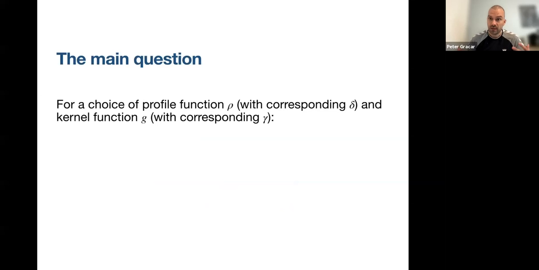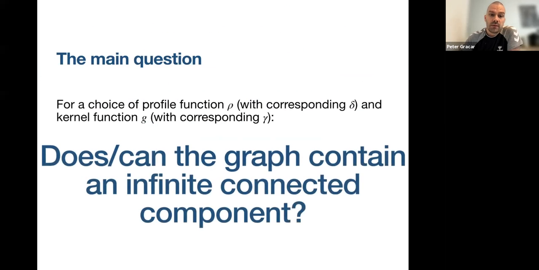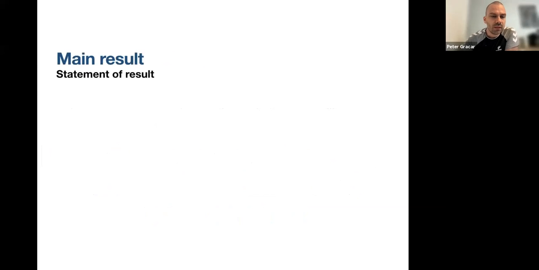The question that I want to answer is, if we have a profile function rho and a corresponding delta, and a kernel function g with the corresponding gamma, does the graph contain an infinite connected component, or can it contain an infinite connected component? And I will not waste any time, especially since my watch seems to want to talk to me, and get straight to the statement of the result.